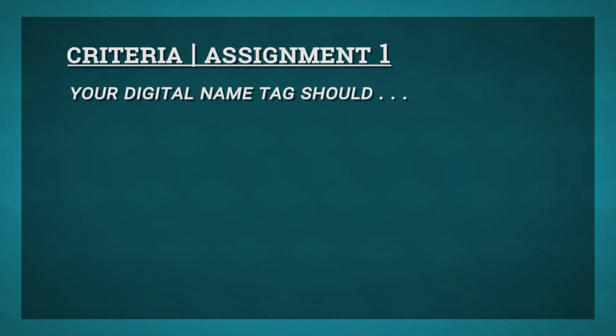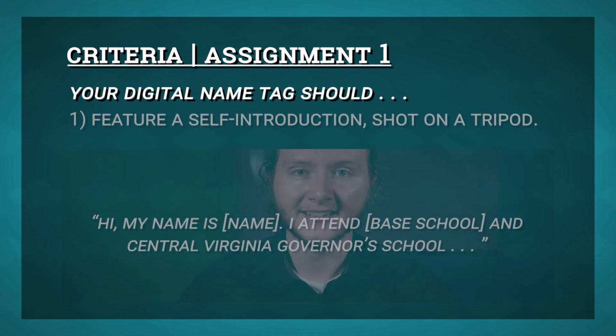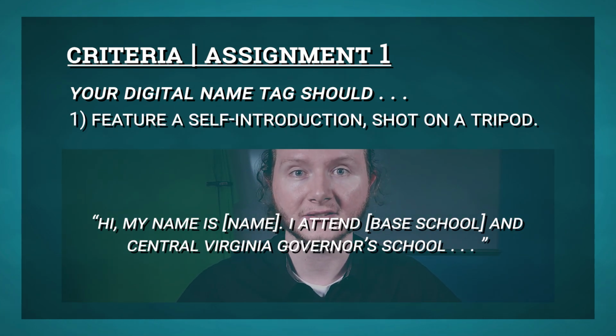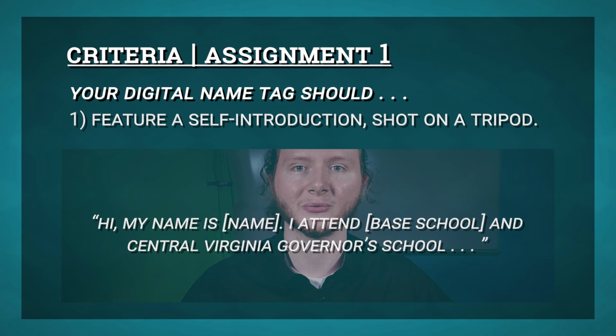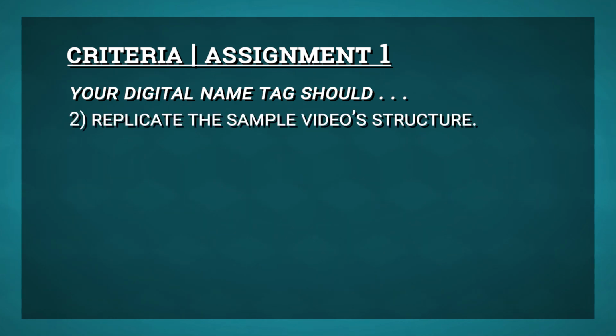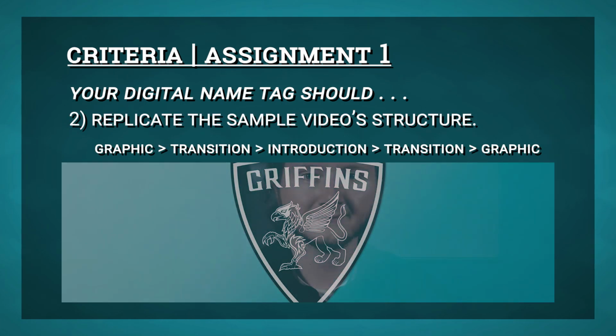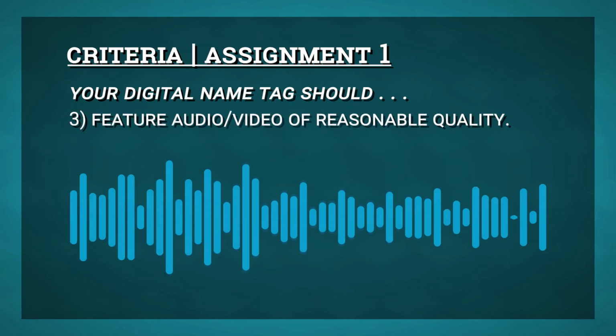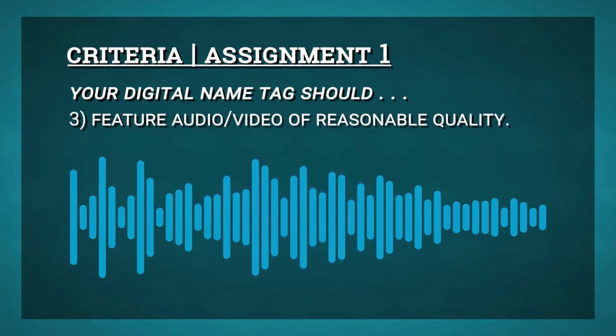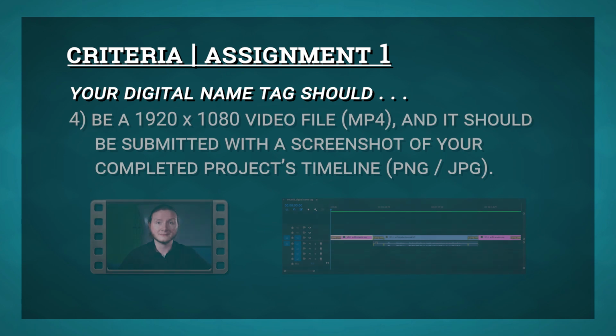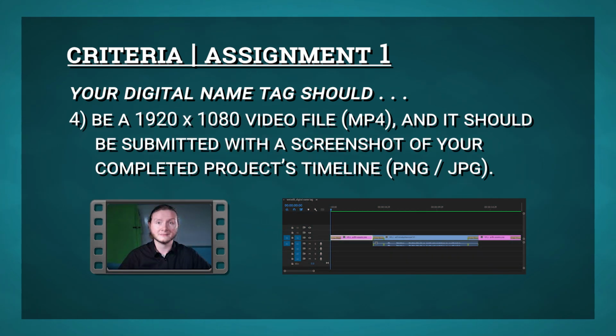Getting into the specific criteria, your digital name tag should feature a self-introduction shot with a camera on a tripod. It should replicate the sample video structure, that being graphic, transition, introduction, transition, graphic. It should feature audio and video of reasonable quality. It should be a 1920 by 1080 video, an MP4 file specifically, but we'll get to that. And it should be submitted with a screenshot of your completed project's timeline.